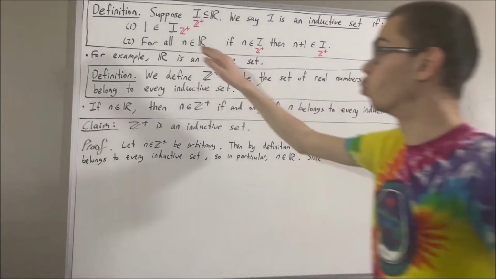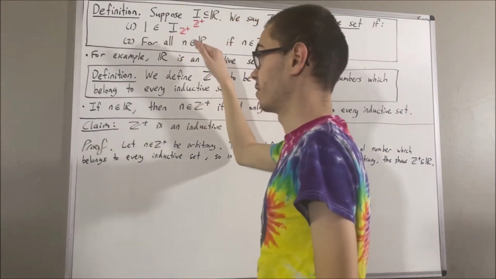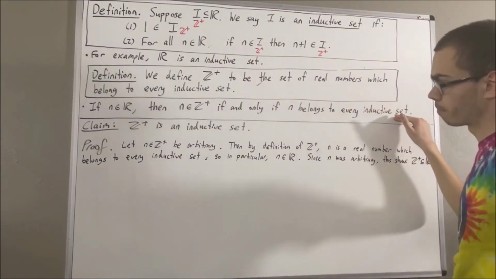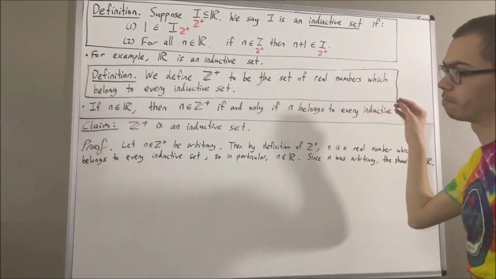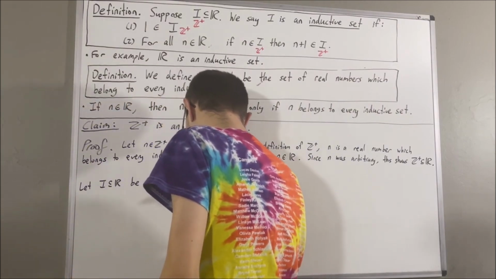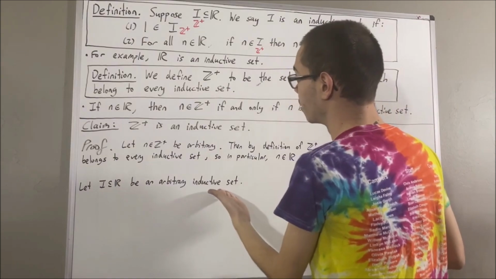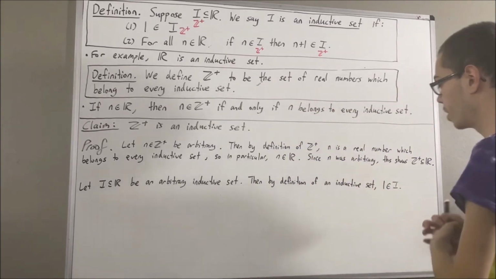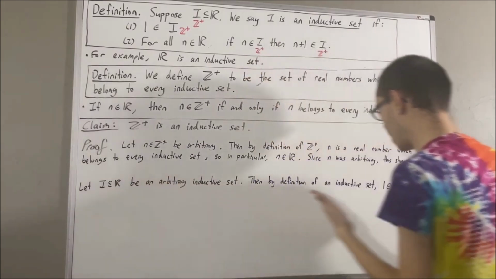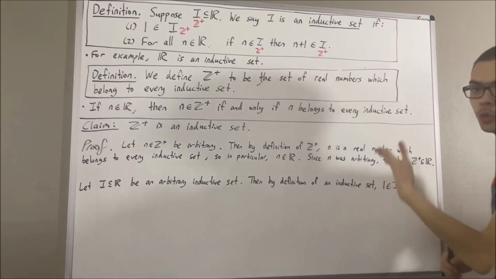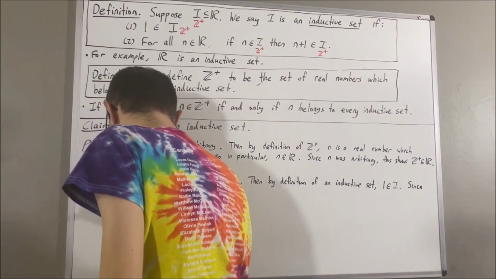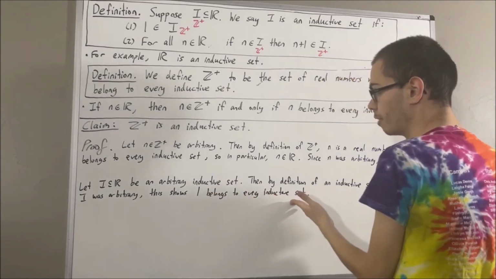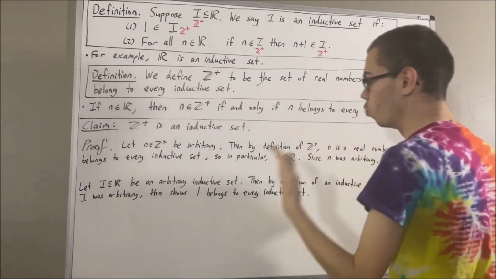So now, let's show that 1 is a positive integer. By definition of the positive integers, to show that 1 is a positive integer, we want to show that 1 belongs to every inductive set. And to show that, let's consider an arbitrary inductive set. I'll call it I. Well then, by definition of an inductive set, we know that 1 is an element of I. And so what we have shown here is, if I is any inductive set, then 1 is an element of I. So 1 must belong to every inductive set. And so, since 1 belongs to every inductive set, we have, by definition of the positive integers, that 1 is a positive integer.